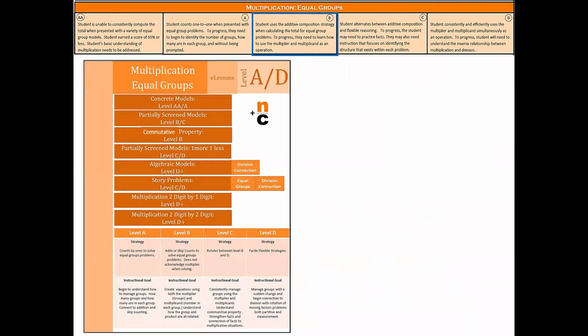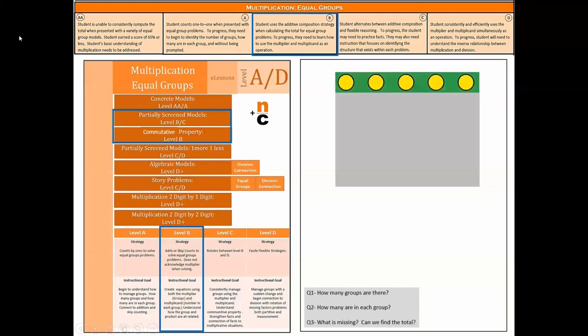So you have level B, which is additive composition, or they're using skip counting. So if you take a look here, there's 2 different parts of this that have to do with level B. One is the partially screened models, and the other is the commutative property, okay? So we'd take a look right down here, and it tells us about level B, and to create equations using both the multiplier groups and the multiplicative number in each group. And that's exactly what we're going to do. So take a look. Remember, the question prompts are down here, and it's really neat how this works.